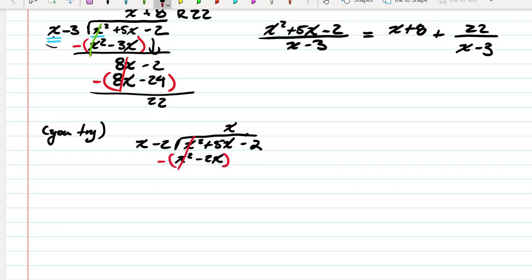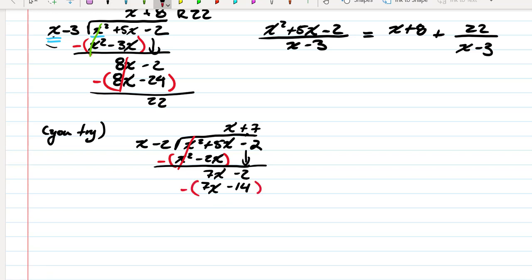The x squareds reduce out, and then we have to be a little careful because now we have minus a minus 2x, so that's really plus 2x. So 5x plus 2x gives us 7x, and then we bring down our 2. So then our question is now, well, what times x gives us 7x? So that's 7. So we have plus 7. 7 times x is 7x. And 7 times negative 2 is negative 14.